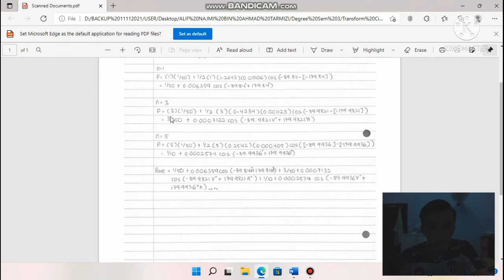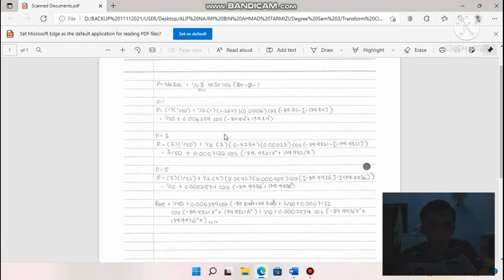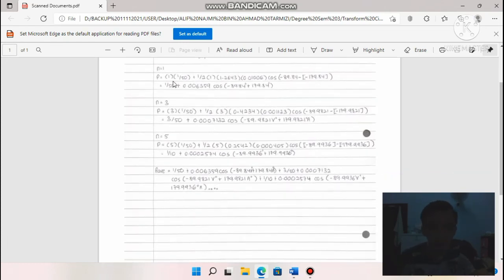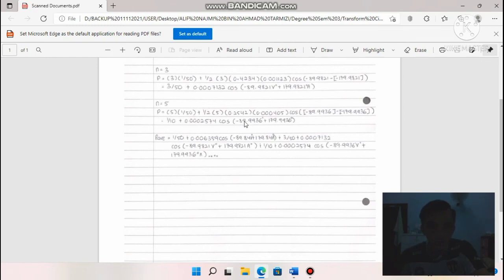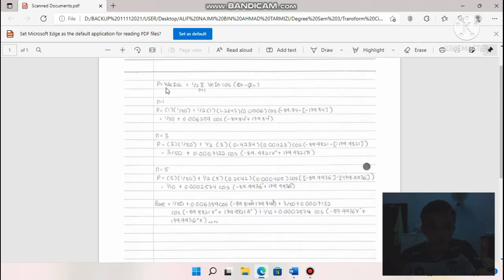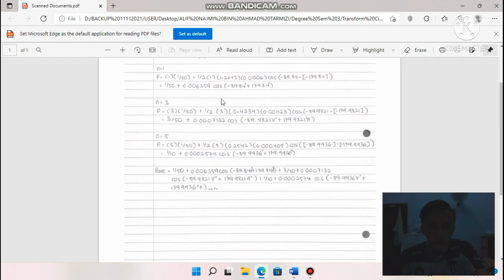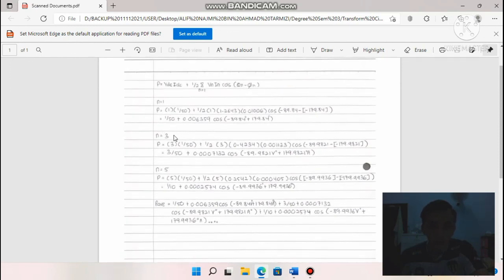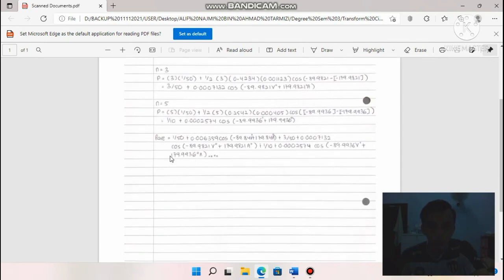N3 is similar, we put it into the formula. The difference is the N here, N here, and N here. So we get this answer for N3. N5 is similar, we put the values into the formula, so we get this answer. Then after we get all the answers for N1, N3 and N5, we put them into one equation for average power, so we will get this final answer. So that's all for me.